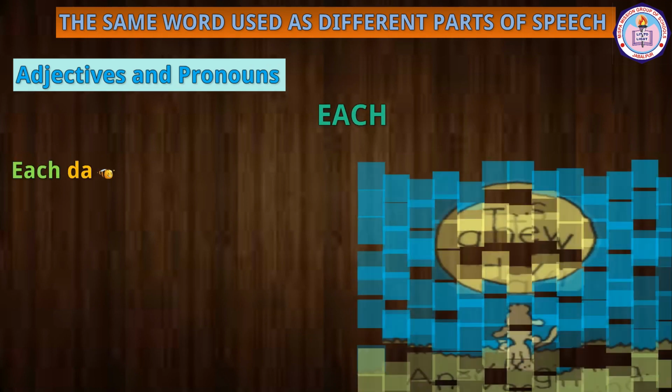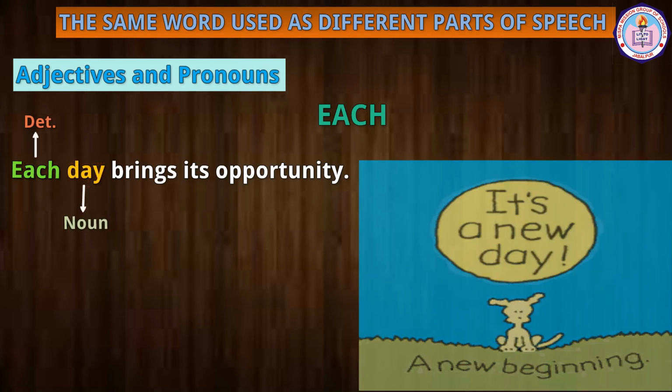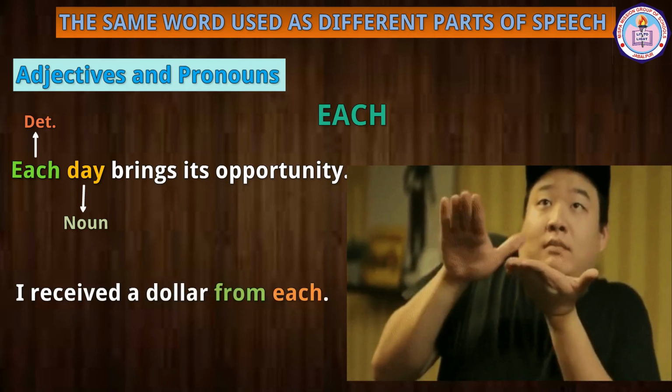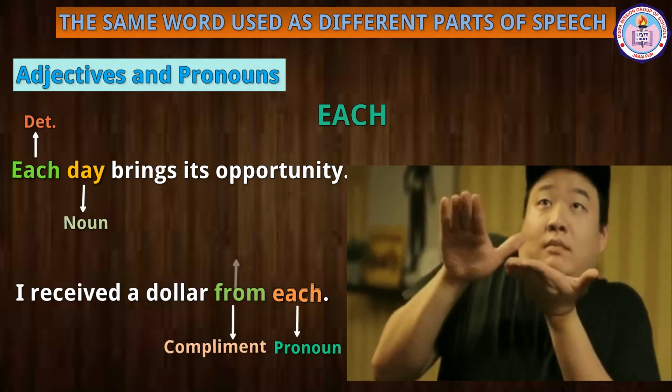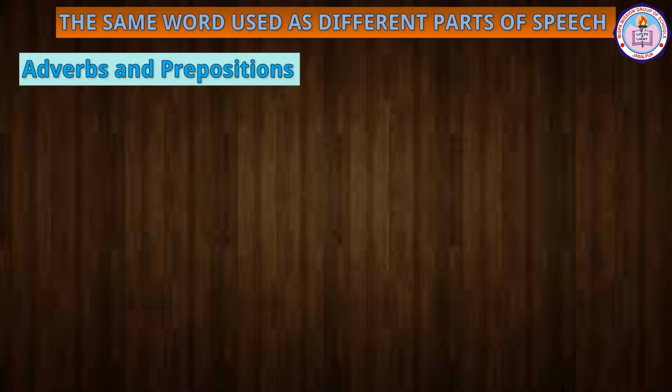Each day brings its opportunity. Here, each is an indefinite adjective or determiner that describes the noun day. I received $1 from each. Here, each is an indefinite pronoun which acts as the complement of the preposition from. Adverbs and prepositions.